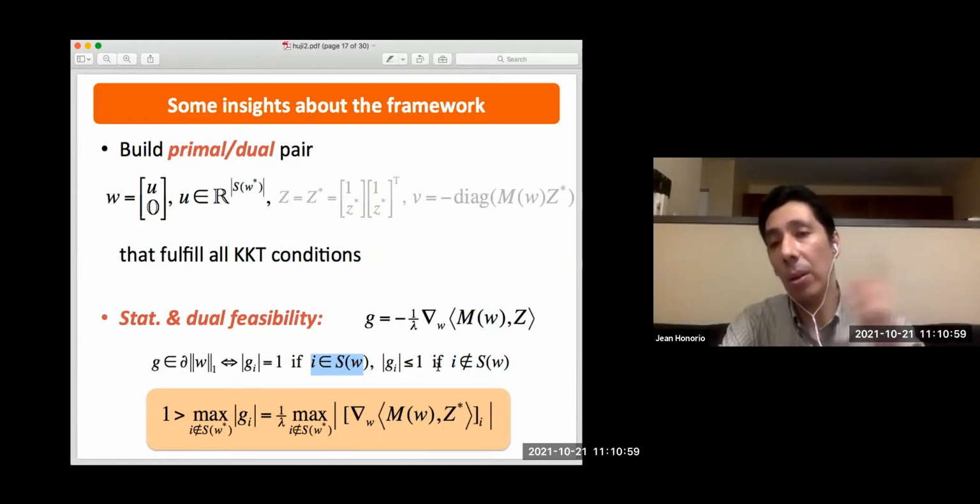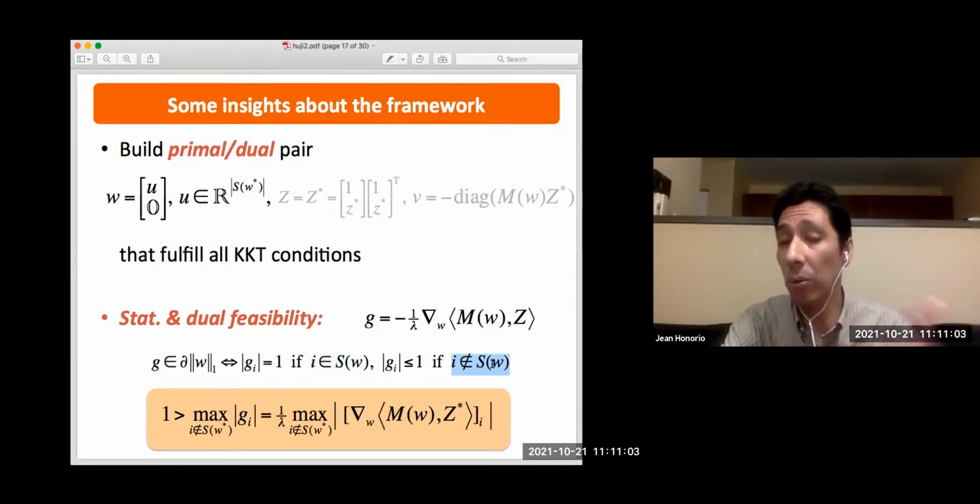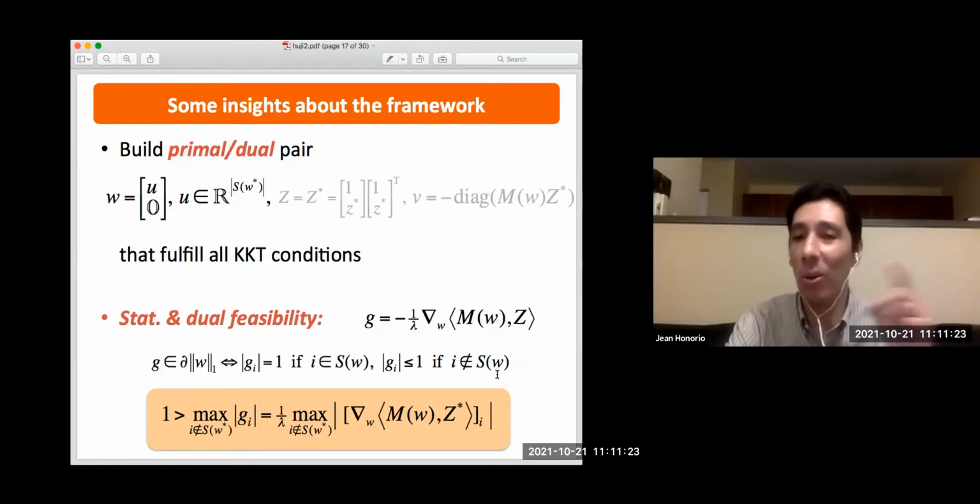Now, if you look at the other side, if i is not in the support, so if Wi is equal to 0, you can set Gi freely anywhere between -1 and +1. So the absolute value is less than or equal to 1. That creates some issue, because if you just give me the value of Gi, I will never tell you whether that corresponding entry Wi is non-zero or 0.